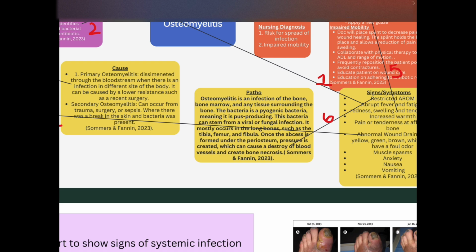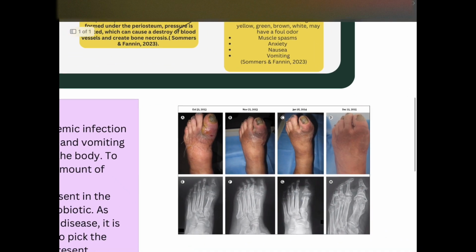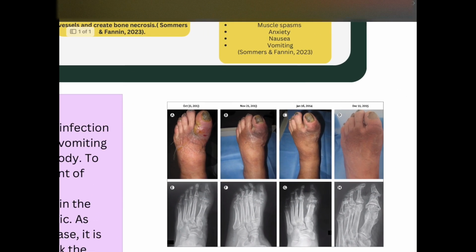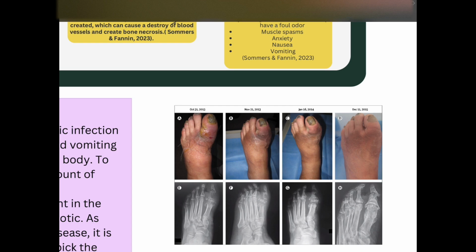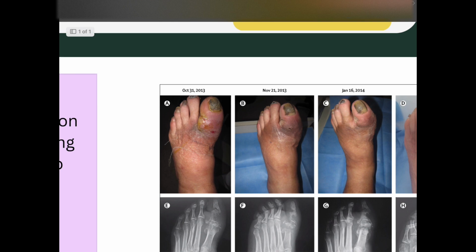It can occur anywhere in the body, but it mostly occurs in the long bones, such as the tibia, femur, and fibula. Once the abscess is formed underneath the periosteum, pressure is created, which can cause destruction of blood vessels and create bone necrosis. So, looking at the picture here, like we said in the patho, it's going to destroy blood vessels, which is obviously going to interrupt the blood flow in that region. That's why we have that swelling here.